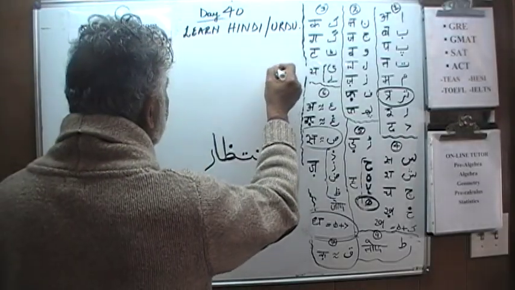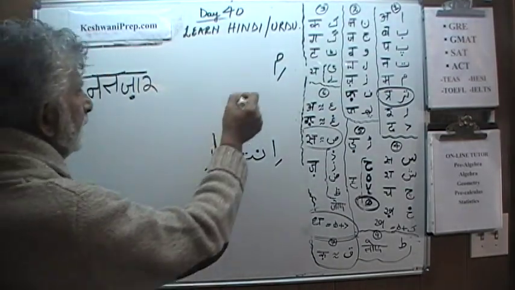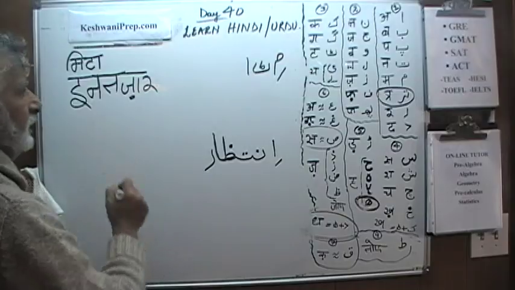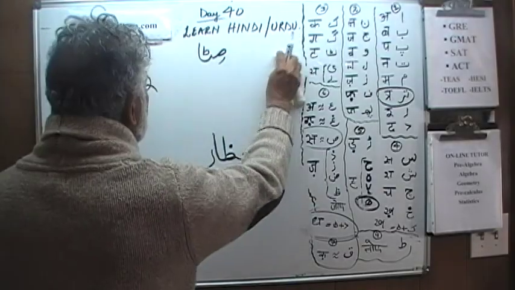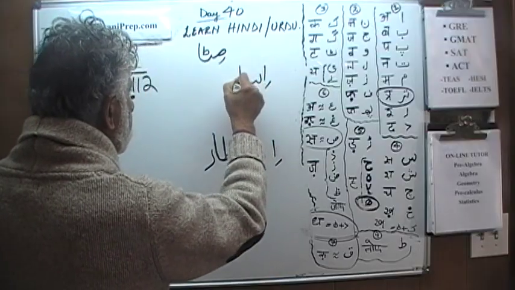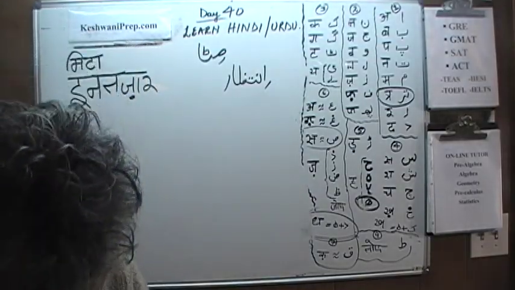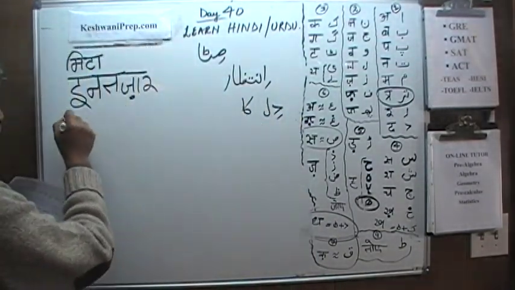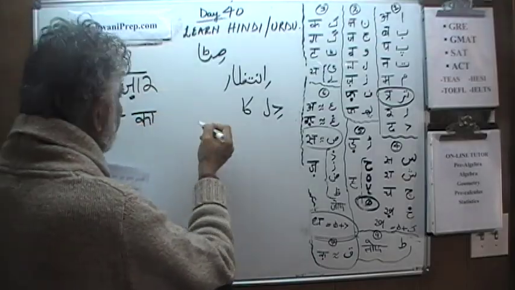Let's begin. The first word we can write is ma with a choti e. Me, and then ta with a choti e ki matra. Mita. Let's put it together. That's how we write mita. Mita intazar. Mita intazar dil ka. There we go. Mita intazar dil ka.